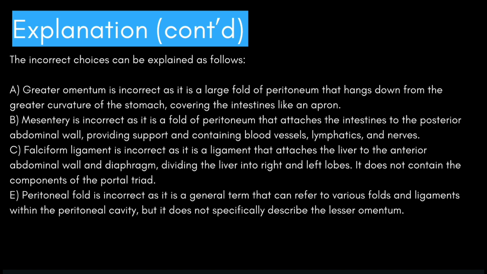Falciform ligament is incorrect as it is a ligament that attaches the liver to the anterior abdominal wall and diaphragm, dividing the liver into right and left lobes. It does not contain the components of the portal triad. Peritoneal fold is incorrect as it is a general term that can refer to various folds and ligaments within the peritoneal cavity but does not specifically describe the lesser omentum. Let's go ahead and move on to the next question.